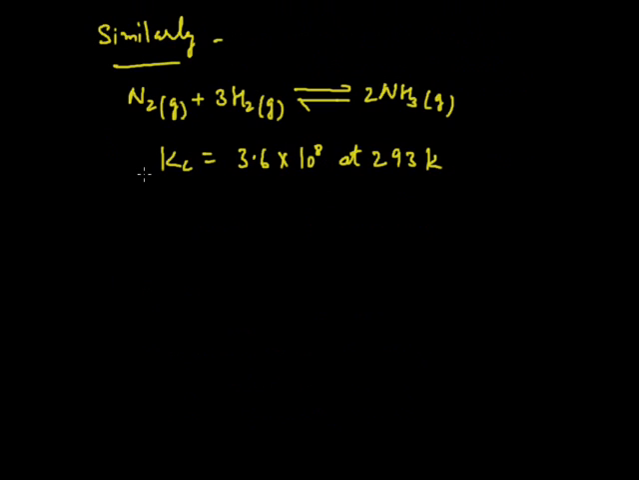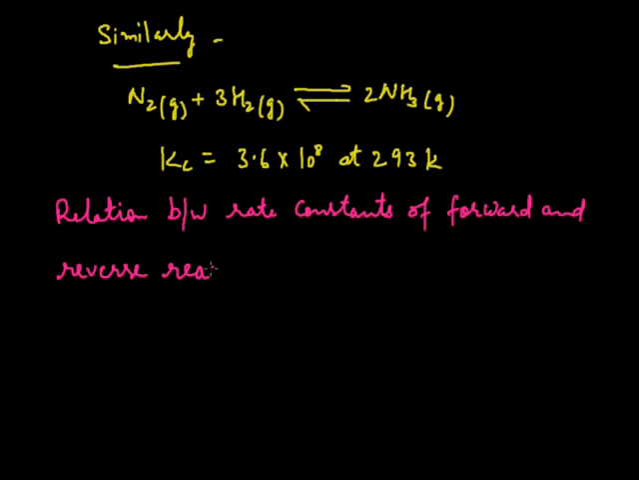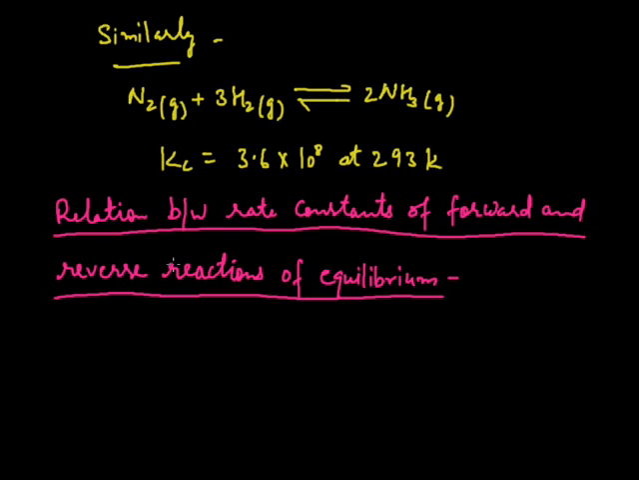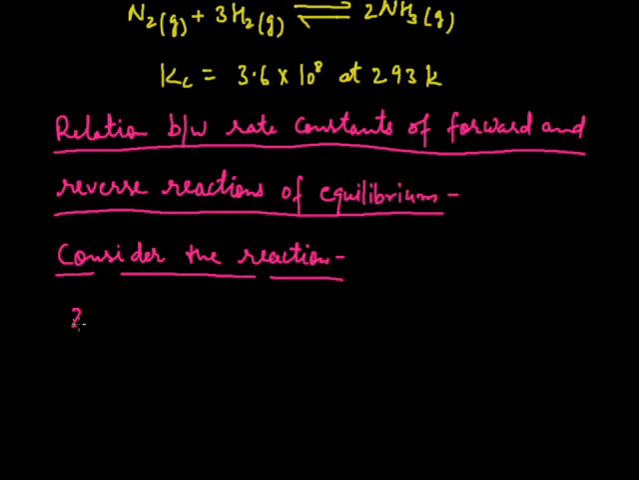to form ammonia gas. Now, the relation between rate constants of forward and reverse reactions at equilibrium. The equilibrium constants of the forward and reverse reactions are related to each other. To see this, let us consider the following reaction at equilibrium. Sulfur trioxide reacts with oxygen and forms sulfur dioxide.